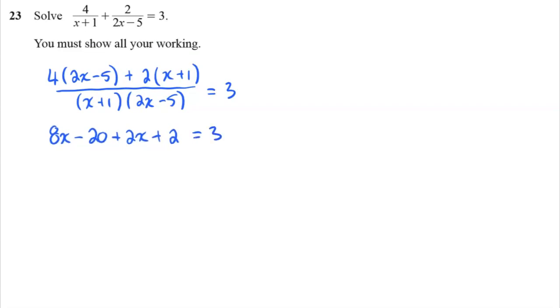Remember, we were taking this up. We should really expand these brackets. We'll do it later. X plus 1 and 2x minus 5. Okay, we're going to expand the brackets, but remember, 3 is multiplying by what's happening here.